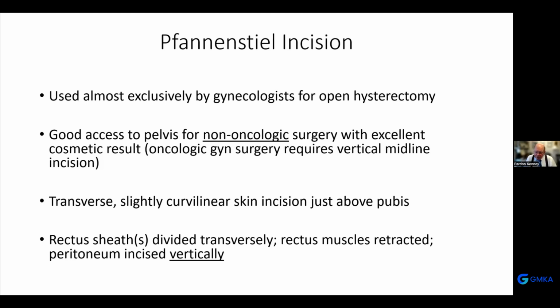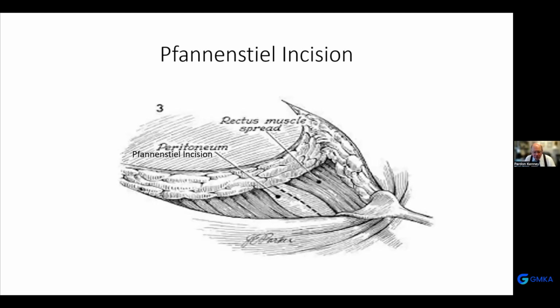The incision, after you go through, and in fact, I'll go to the next slide, you'll see it better. The incision goes down through the skin and fat, and here are the rectus muscles running vertically. The key thing here is you've incised the fascia transversely, but the incision in the peritoneum is vertical, right?